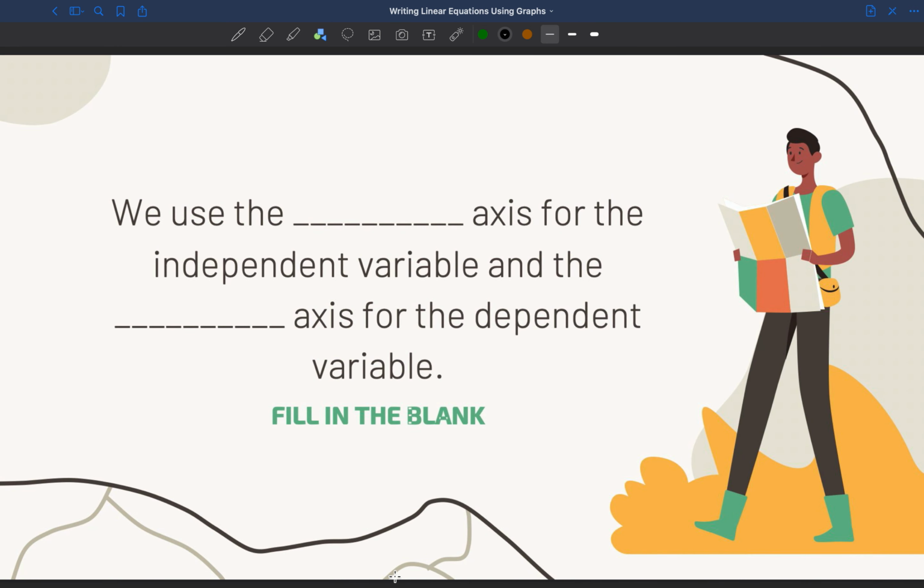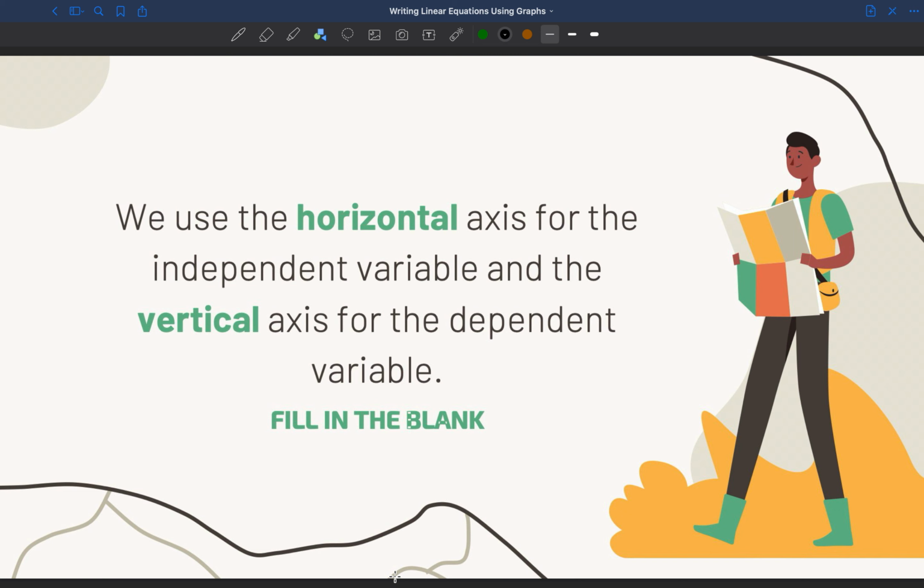Looking at our fill in the blank, it says we can use the blank axis for the independent variable and the blank axis for the dependent variable. So we're going to use the horizontal axis for the independent variable and the vertical axis for the dependent variable.